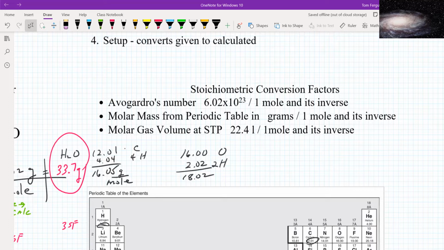And then we have a new one tonight, working with gases, which is our next subunit after this. At standard temperature and pressure, all gases will occupy 22.4 liters per 1 mole. And then there's the inverse of that. Okay, so these are the 3 main conversion factors. Now, you need to know these. The one from the periodic table, you don't have to know, because I'm going to give you a periodic table. The other ones, you just have to know. Okay, so are there any questions so far about this process?